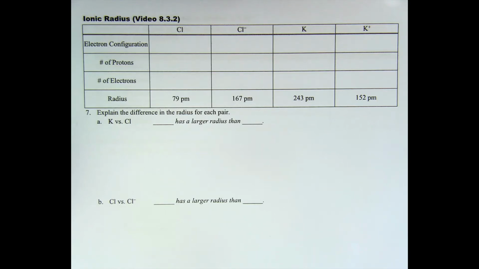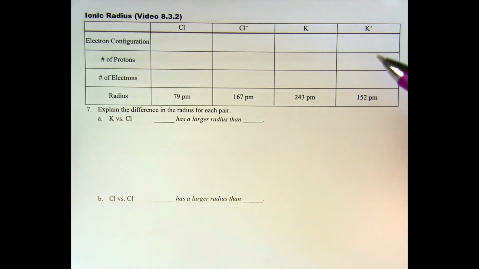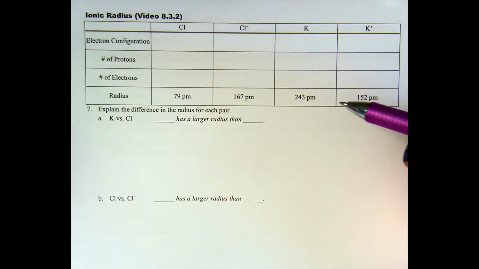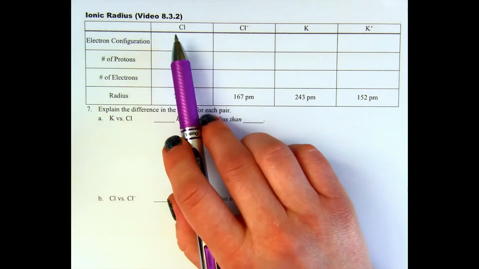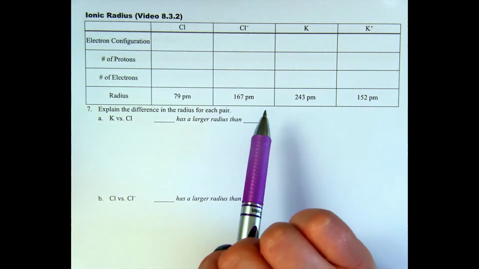Hello, welcome to video 8.3.2 where we're going to talk about ionic radius. So for ionic radius, again, we're going to start with one of these charts, just like we did before, talking about trends on a period and a family. So the first thing I'd like you to do is pause the video and fill in this chart. Go ahead and do that now.